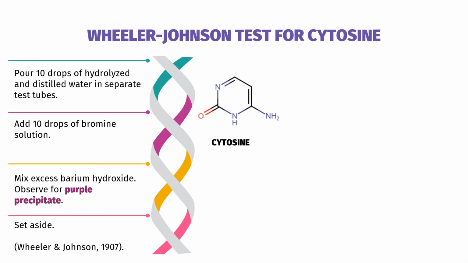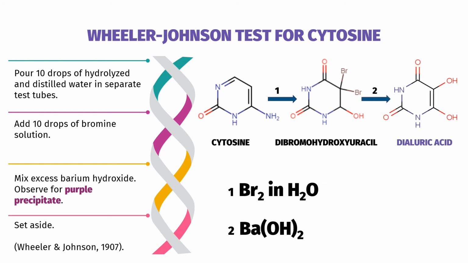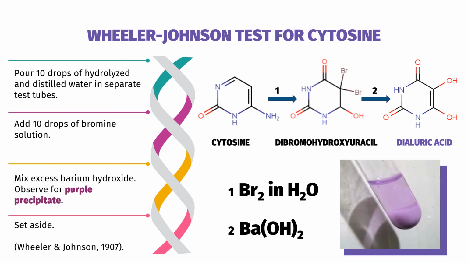The Wheeler-Johnson test is specific only to cytosine and uracil. In this experiment, the target is cytosine. This involves reacting cytosine with bromine in aqueous solution to form dibromohydroxyuracil. This is followed by a reaction with excess barium hydroxide to form dialuric acid or another form known as isodialuric acid. This product appears as a purple precipitate.